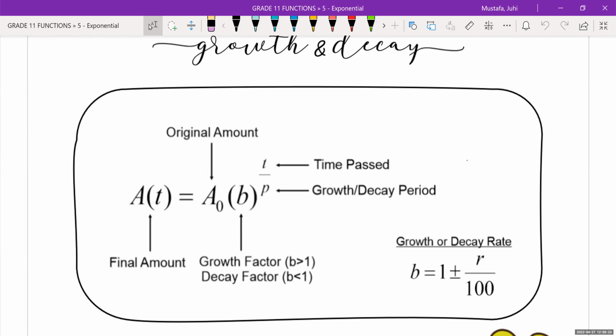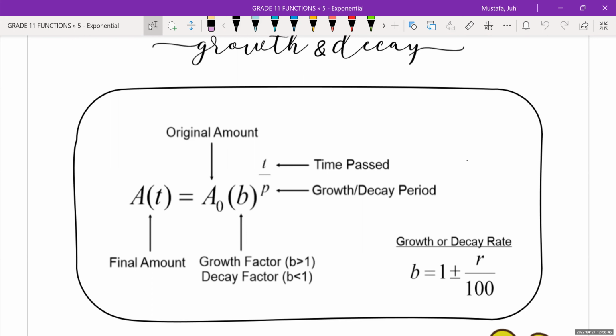So the equation we're going to be using for growth and decay is A of t, which is your final amount, and then A of 0, which is your original amount. So you always have final amount is equal to original amount. Then the letter b, which is your base, and that's actually going to be your growth factor or your decay factor. So it's that number you're going to be looking at to figure out if there's a growth or decay. And there's actually another calculation to do that, which will be 1 plus or minus r over 100. And I'll go over that when we do a couple of questions.